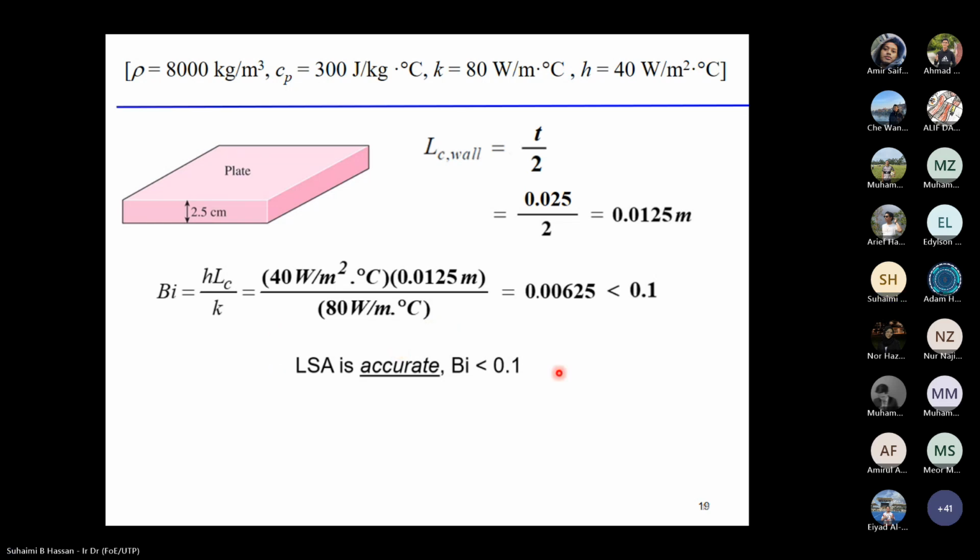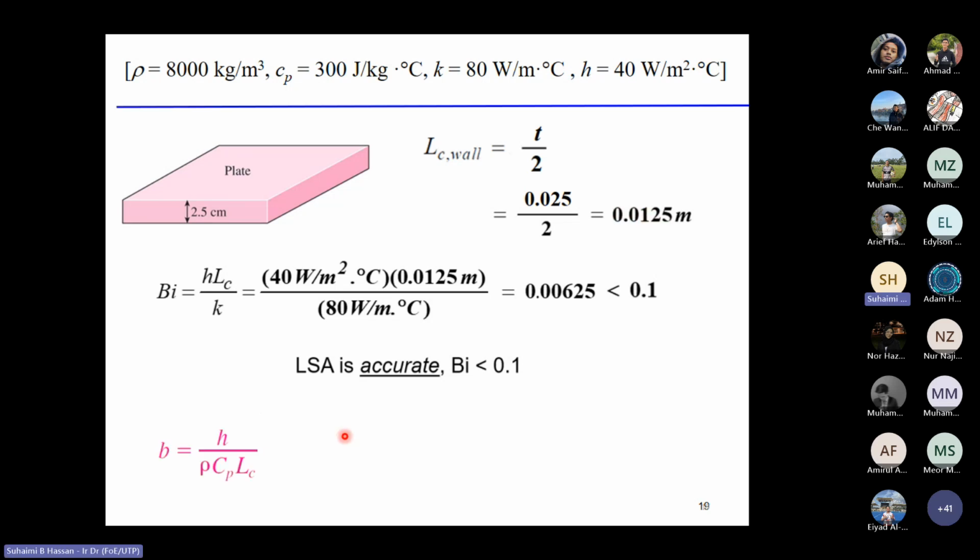So please confirm here by doing the statement: it is accurate because the Biot number you got here, 0.00625, is less than 0.1. So your answer is accurate. So next step is to check the B. B is H over rho Cp LC. H 40, rho 8000, Cp 300, LC 0.0125.